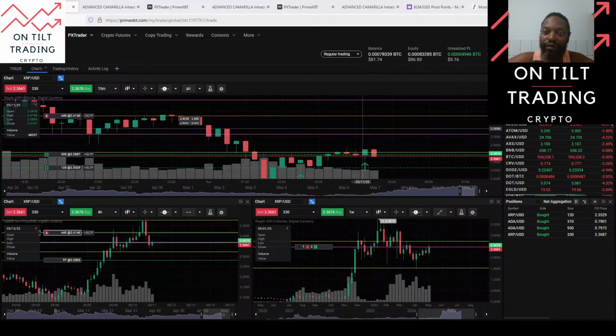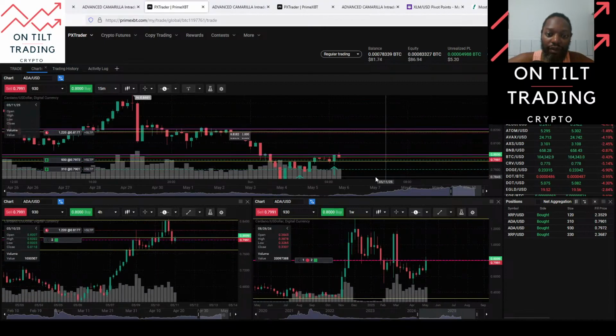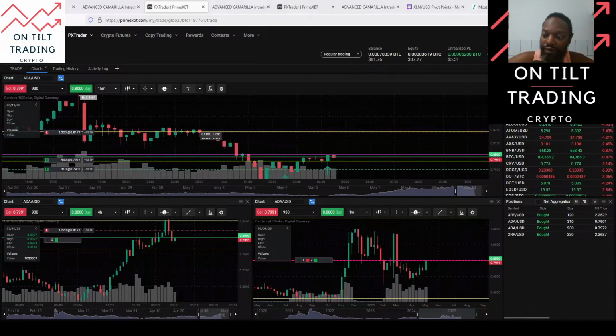Next up we have Cardano. Alright, Cardano, very similar to Ripple here. So we have the S4. I noticed Cardano setting up here below the S4 Camarilla pivot. So if we zoom in just a little bit, this candle here is the London open. We can see that we're right at the S4 level, so we're really close, but this is close enough for me.